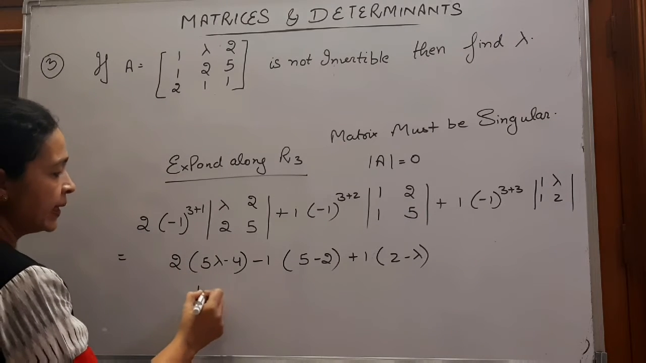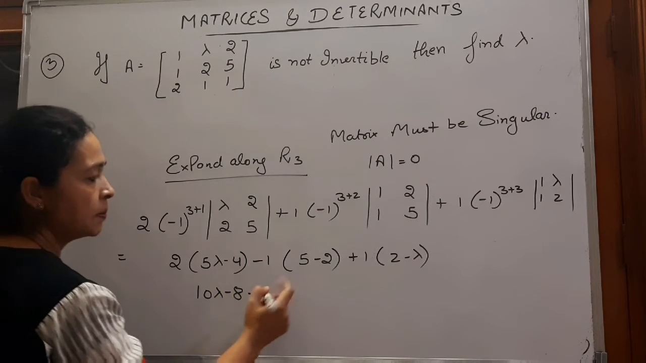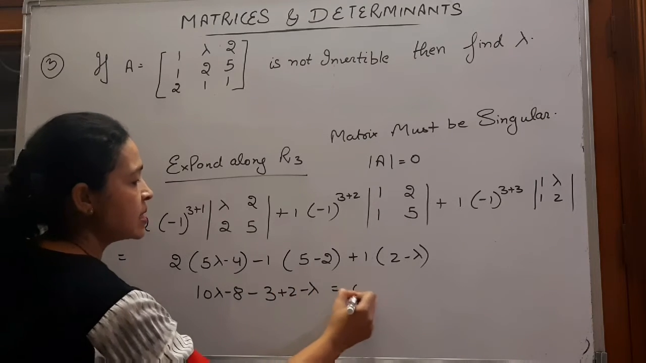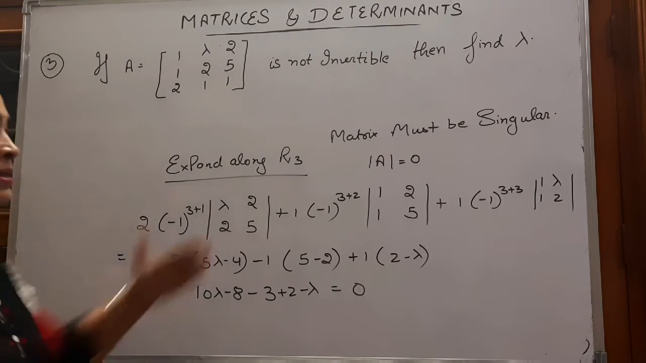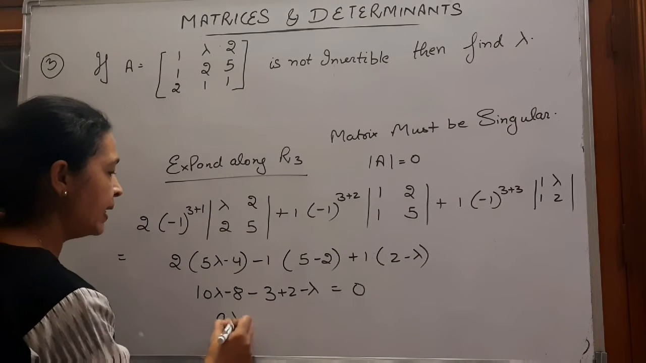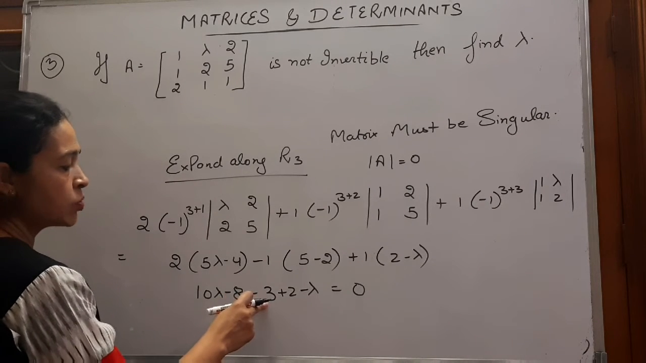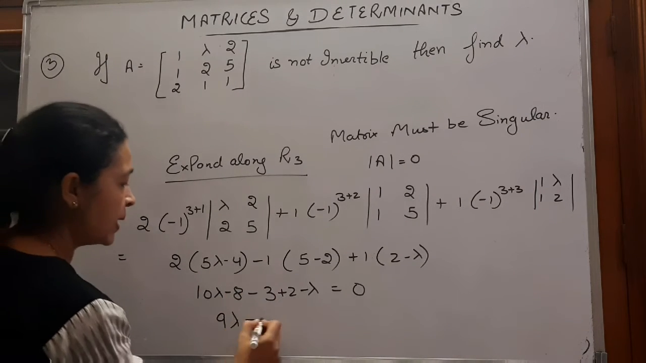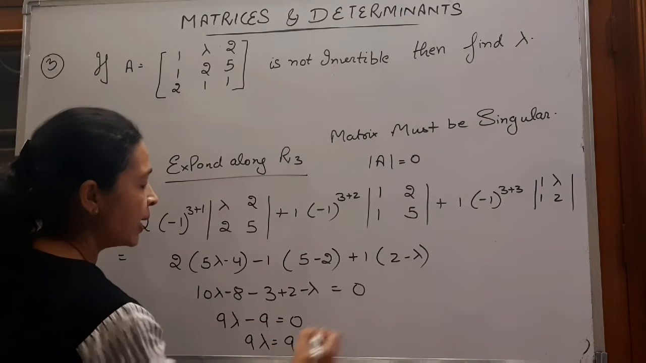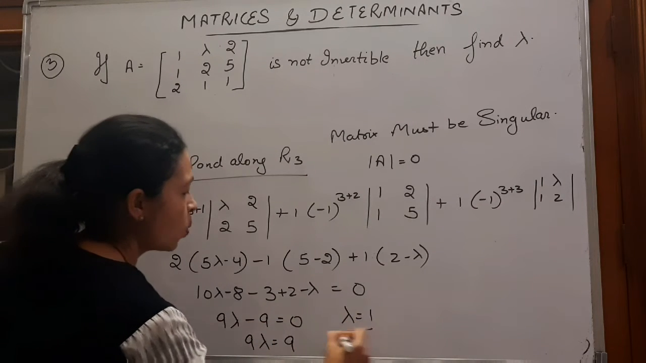2 5s are 10 lambda minus 8 minus 3 plus 2 minus lambda, and this equals 0 because it is a singular matrix. 10 minus lambda, 9 lambda minus 8 minus 3 minus 11 plus 2 minus 9 equals 0. 9 lambda equals 9 and the value of lambda is 1.